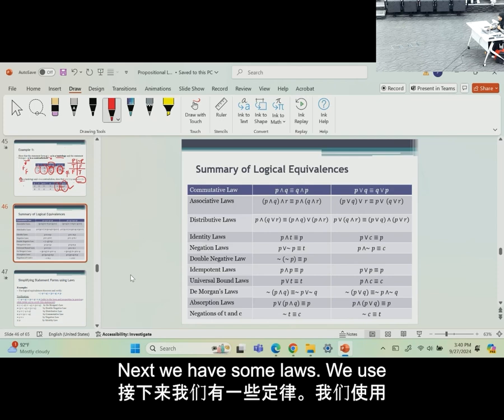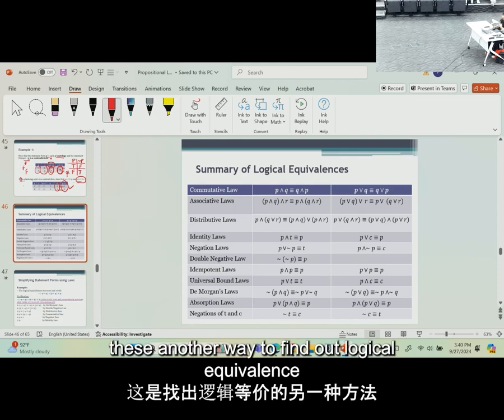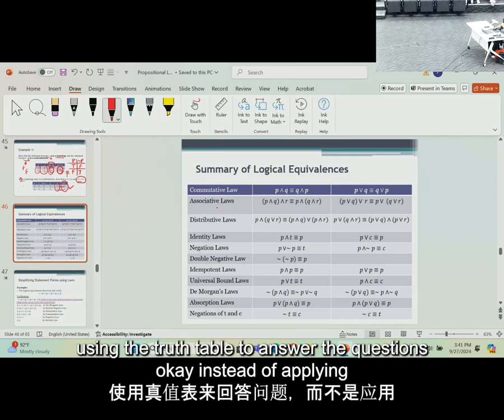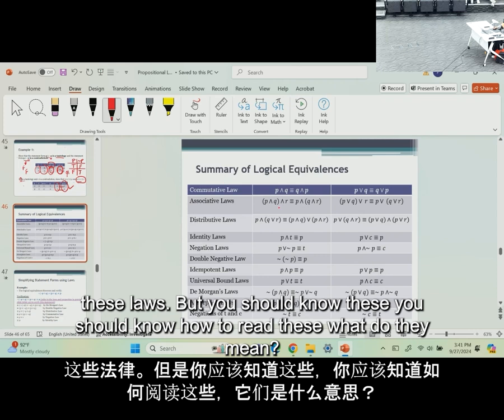Next we have some laws. Another way to find out logical equivalence is by using these laws, but we will focus more on using the truth table to answer the questions, instead of applying these laws. But you should know these, you should know how to read these, what they mean.